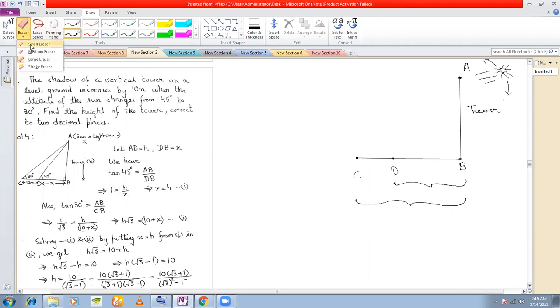Okay. Now what is given here is the angle of the sun, when the altitude of the sun changes from 45 degree to 30 degree. So altitude of the sun is changing from 45 degree to 30 degree. That means the sun is setting. Okay.